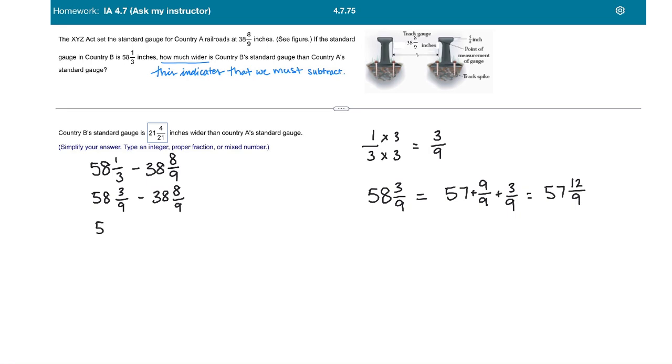So we have 57 and 12/9 minus 38 and 8/9. So we're going to subtract the whole number portions, 57 minus 38, and the fraction parts, 12/9 minus 8/9. So 57 minus 38 is, let's see, 19, right? Yes, okay. And 12 minus 8 is 4. So I have 19 and 4/9.